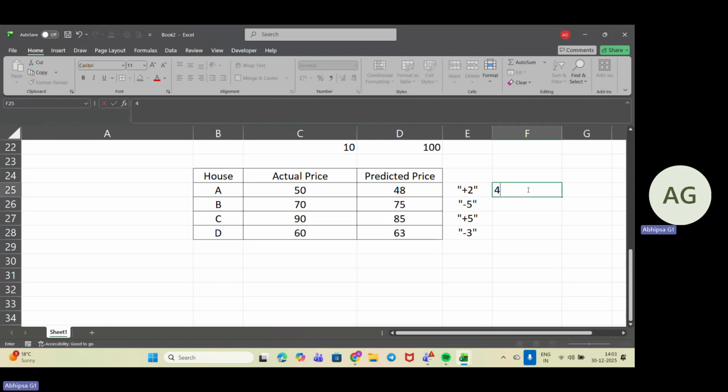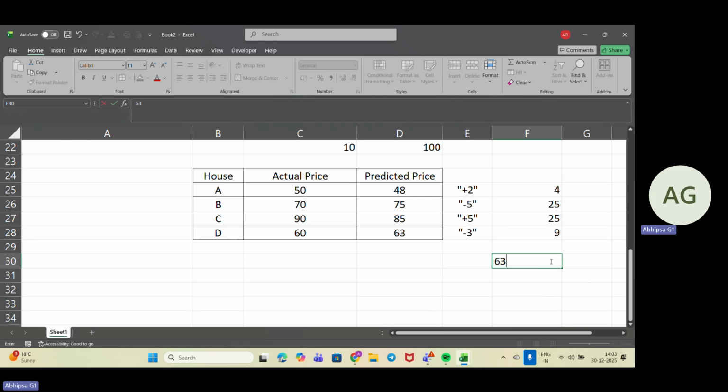So now squaring it up, it is giving 4, 25, 25, and 9. So we can ignore changing the positive and negative values, because at the end we are squaring it up, so the negative value will be turned to positive. Now we add the squared values: 4 plus 25 plus 25 plus 9, that is giving us 63. 63 is the sum of all the squared errors.